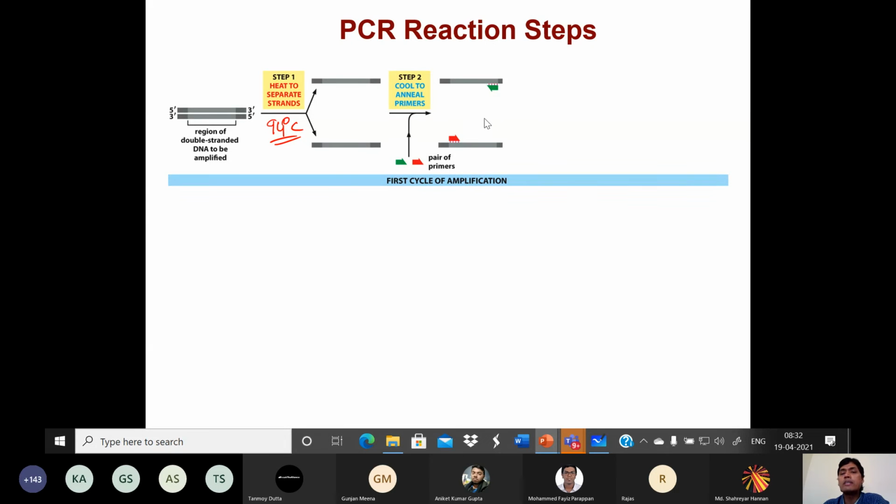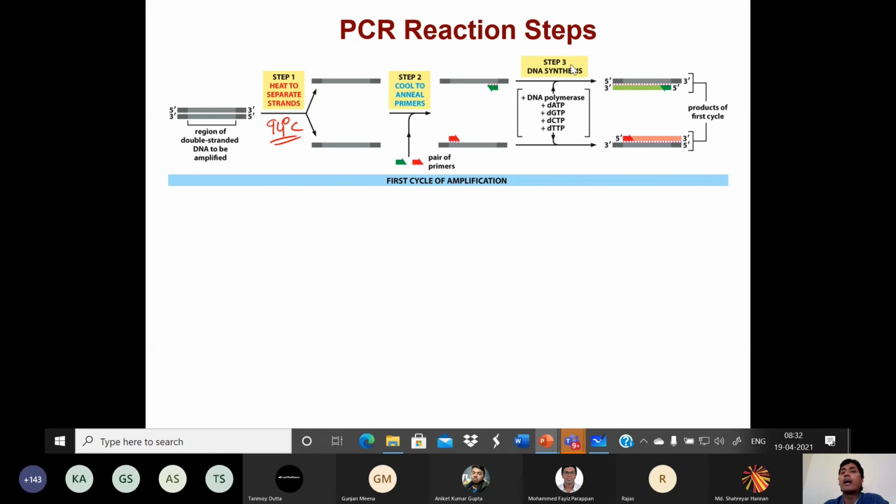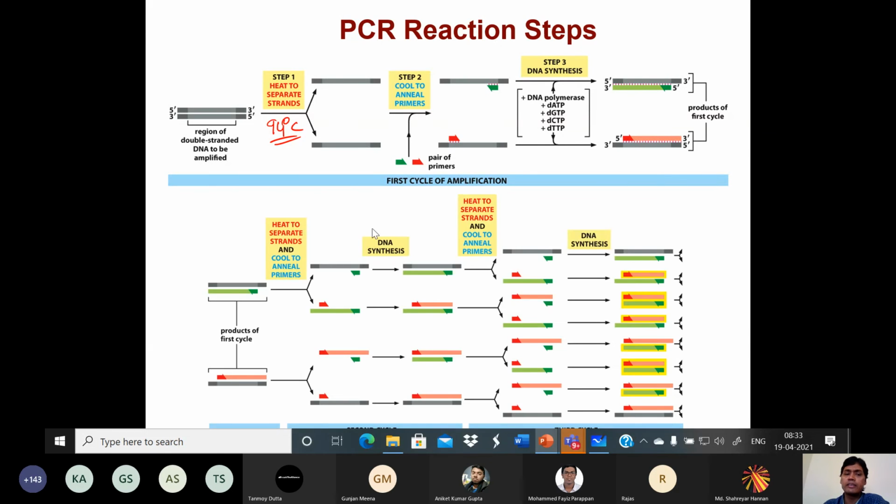Whenever the primer is annealed, the third step is that you already have DNA polymerase and nucleotides there, so the enzyme will elongate. Elongate means synthesize the DNA. You started with one double-stranded DNA molecule here, just for explanation. Now after all these steps, you have two DNA molecules, right? And this is just one cycle. And in the next cycle, what will happen?